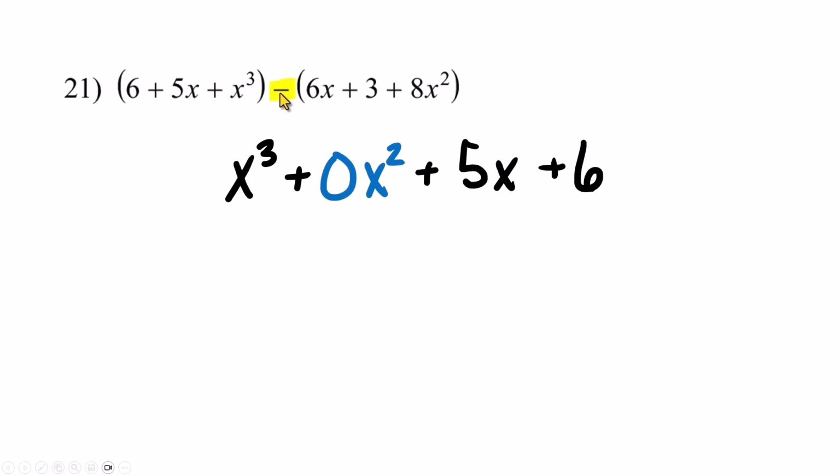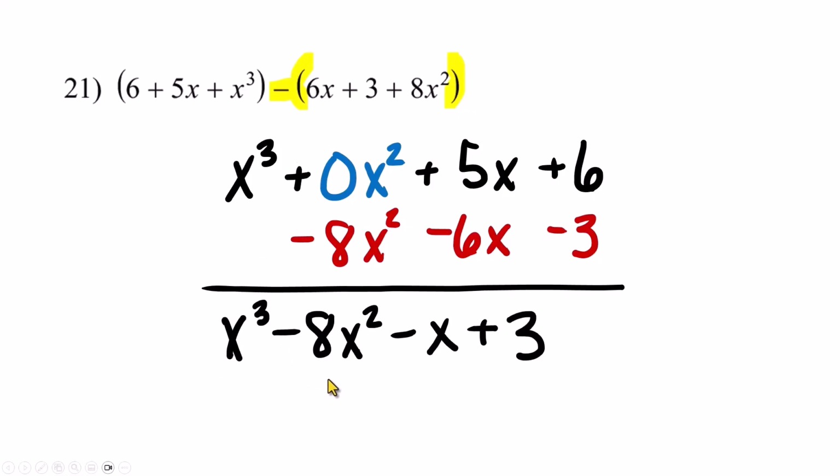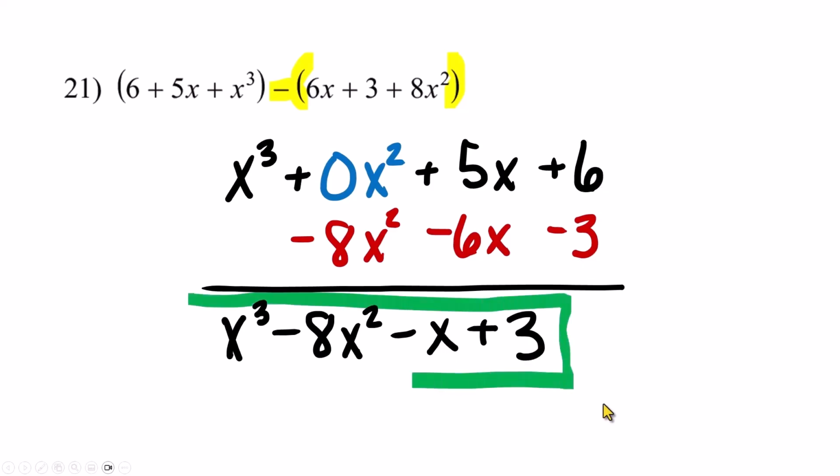Now, this minus changes the signs of everything in the parentheses. So when I recopy this, I'm going to change the signs. We're starting with a minus 6x. I'm going to put that underneath the 5x. Then I have a minus 3 that I'm going to put underneath the plus 6. And I have a minus 8x squared, which I'm putting under this placeholder, which is why I did it. Add downward, and you're going to get x cubed minus 8x squared. A positive 5x and a minus 6x is a negative 1x, and 6 minus 3 is 3. Put a box on it.